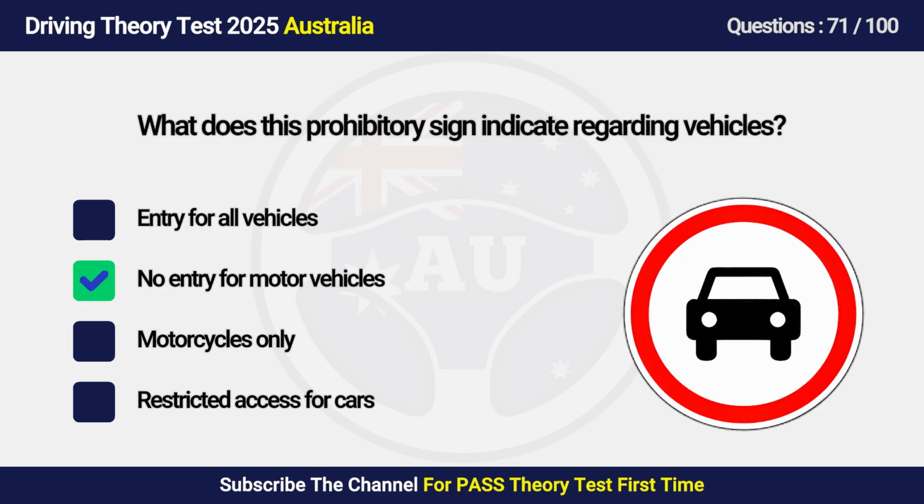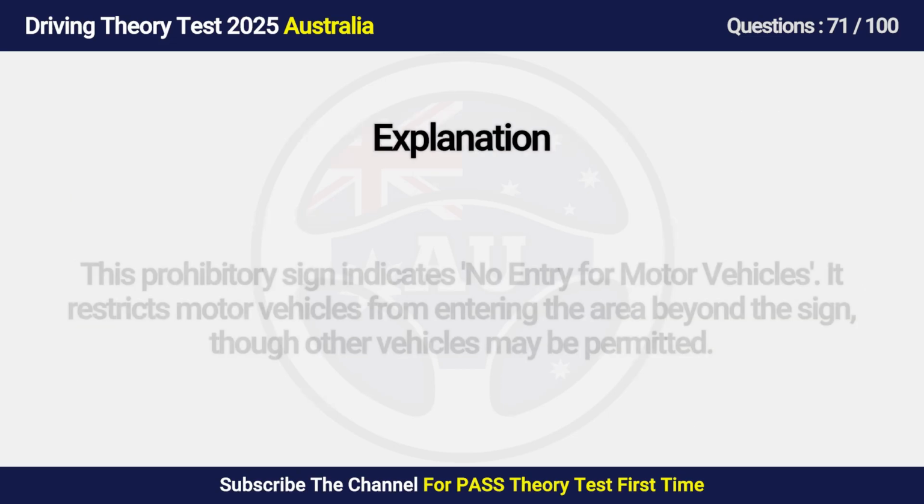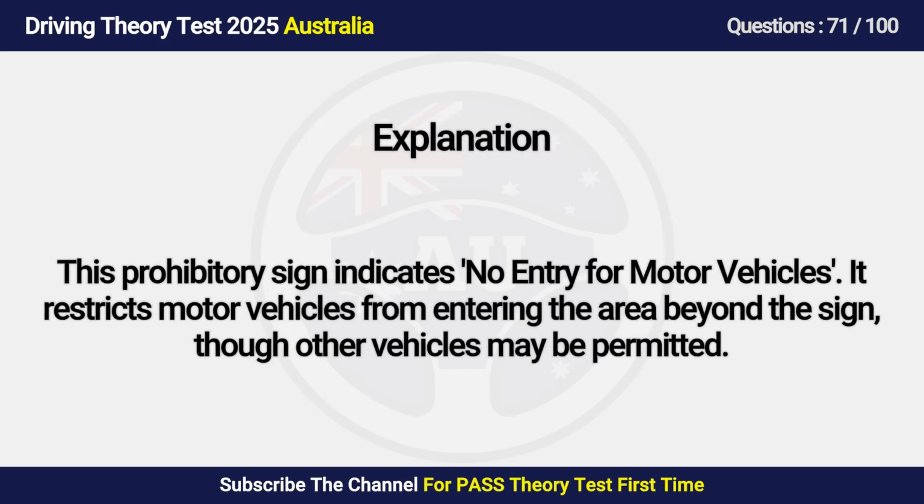Answer is B. No entry for motor vehicles. This prohibitory sign indicates no entry for motor vehicles. It restricts motor vehicles from entering the area beyond the sign, though other vehicles may be permitted.